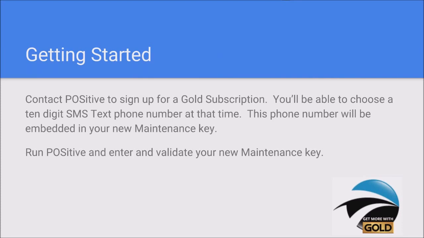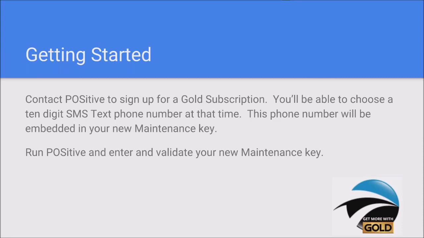So let's tell you how you get started with this. To get started with the text messaging and all the other nice things that are in the Gold Plus, you contact us and you sign up for a Gold subscription. At that point, you'll be able to choose a 10-digit SMS text phone number. There's plenty of phone numbers available, and we embed that in your maintenance key. You can match it up to the area that you're in, have the same area code, and we might give you a few choices as far as something that might be a little memorable.